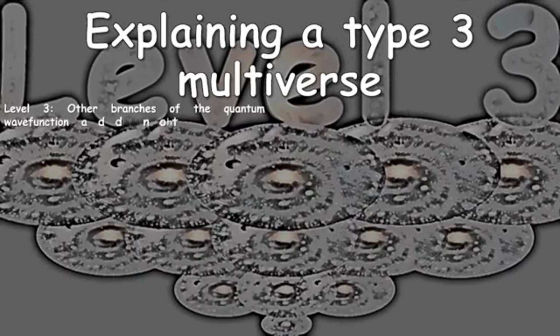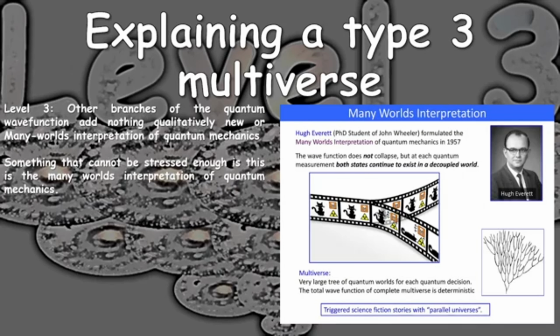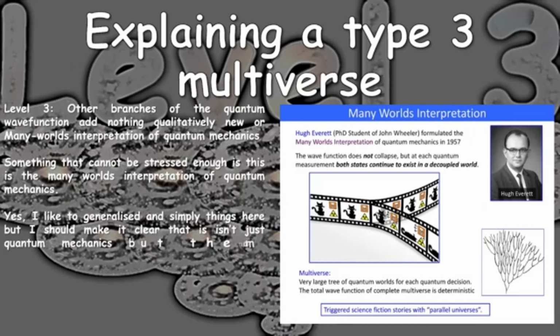Now, a Level 3 multiverse is other branches of the quantum wave function, and nothing qualitatively new, or the many-worlds interpretation of quantum mechanics. Now, that second definition is probably what everyone thinks. It's very easy to find and understand. However, I must really stress that this is the many-worlds interpretation of quantum mechanics, and not just quantum mechanics. I like to generalize and simplify, but not all quantum mechanics is the many-worlds interpretation.